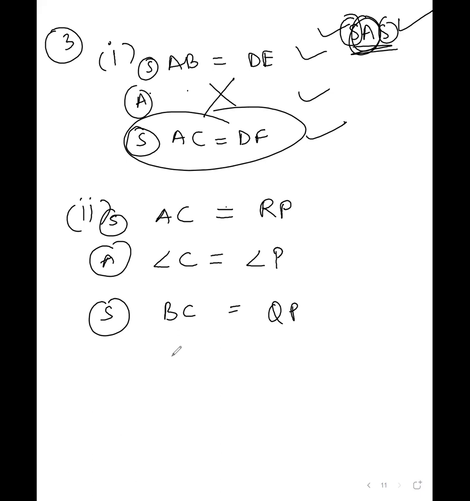Very good. So now finally, which two triangles are congruent to each other? Name the triangles. Triangle ACB is congruent to RPQ. Very good. Excellent. All right, let's go to the third part of this question now.